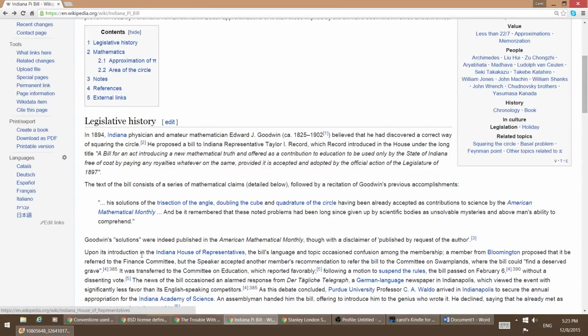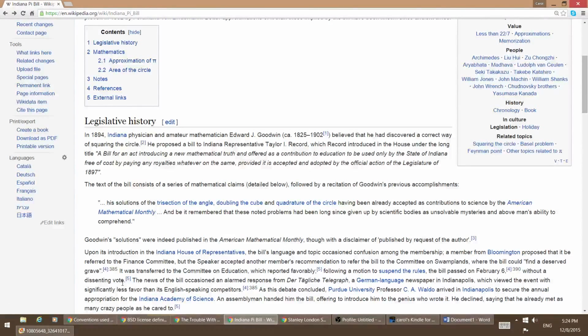Upon its introduction in the Indiana House of Representatives, the bill's language and topic occasioned confusion among the membership. A member from Bloomington proposed that it be referred to the Finance Committee. Another member's recommendation was to refer the bill to the Committee on Swamplands, where the bill could find a deserved grave. It was sent to the Committee on Education, which reported favorably. Following a motion to suspend the rules, the bill passed on February the 6th.